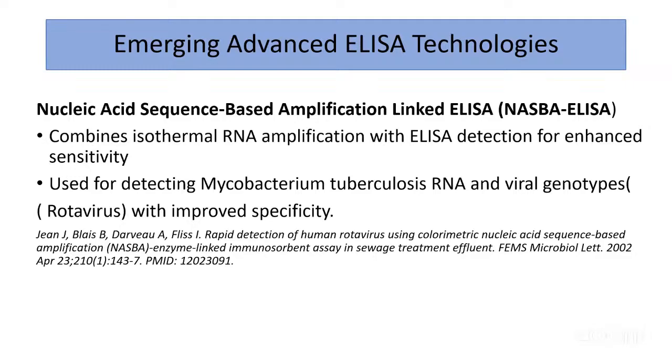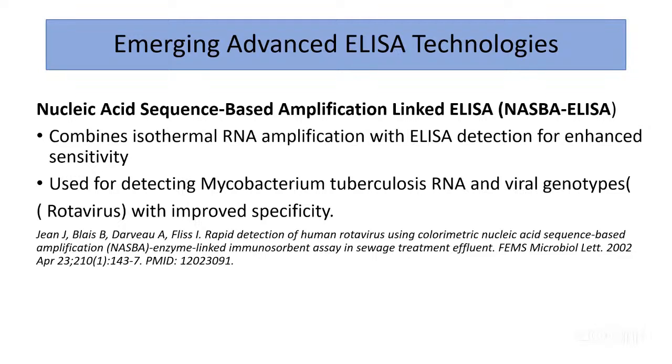Another is nucleic acid sequence-based amplification, which is linked with ELISA. That means we combine both RNA extraction and amplification with the ELISA. It has been used in one or two studies, which have found Mycobacterium tuberculosis RNA or some viral genotype detection, like rotavirus, with improved sensitivity. So these are a bit of emerging technologies.